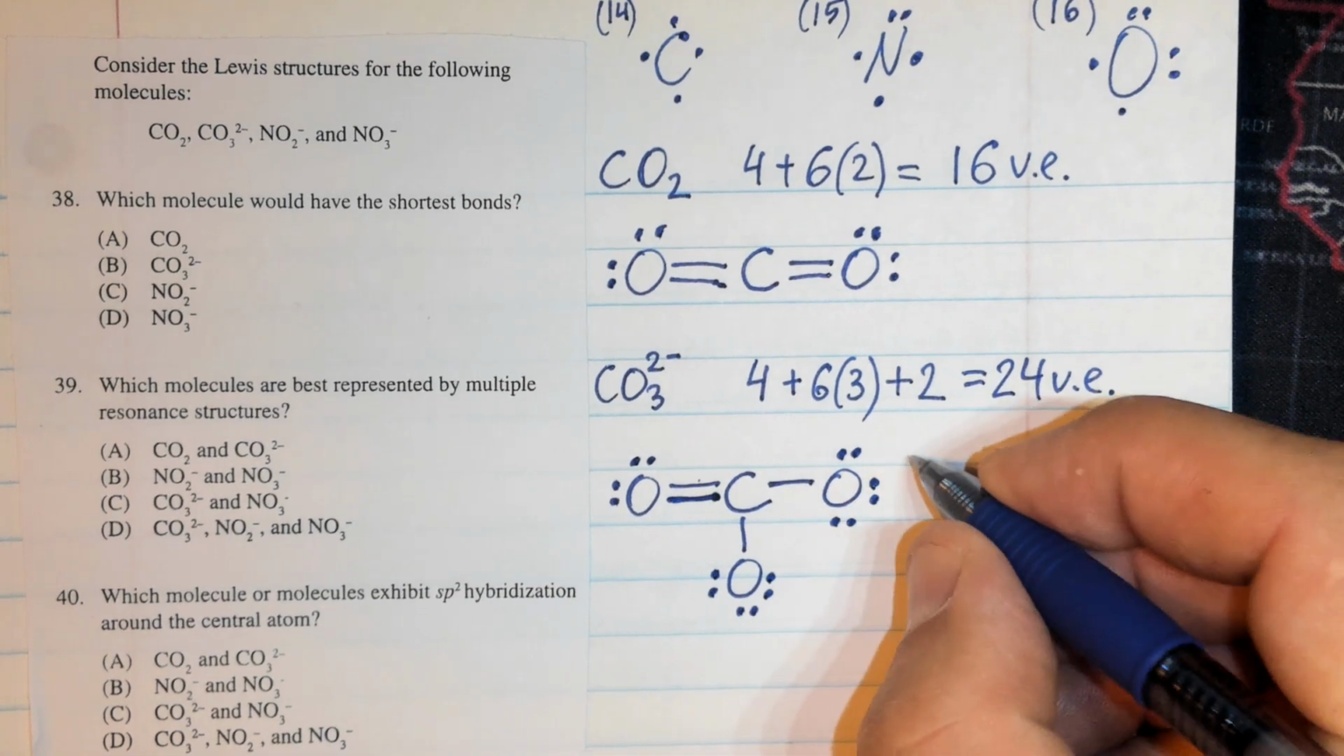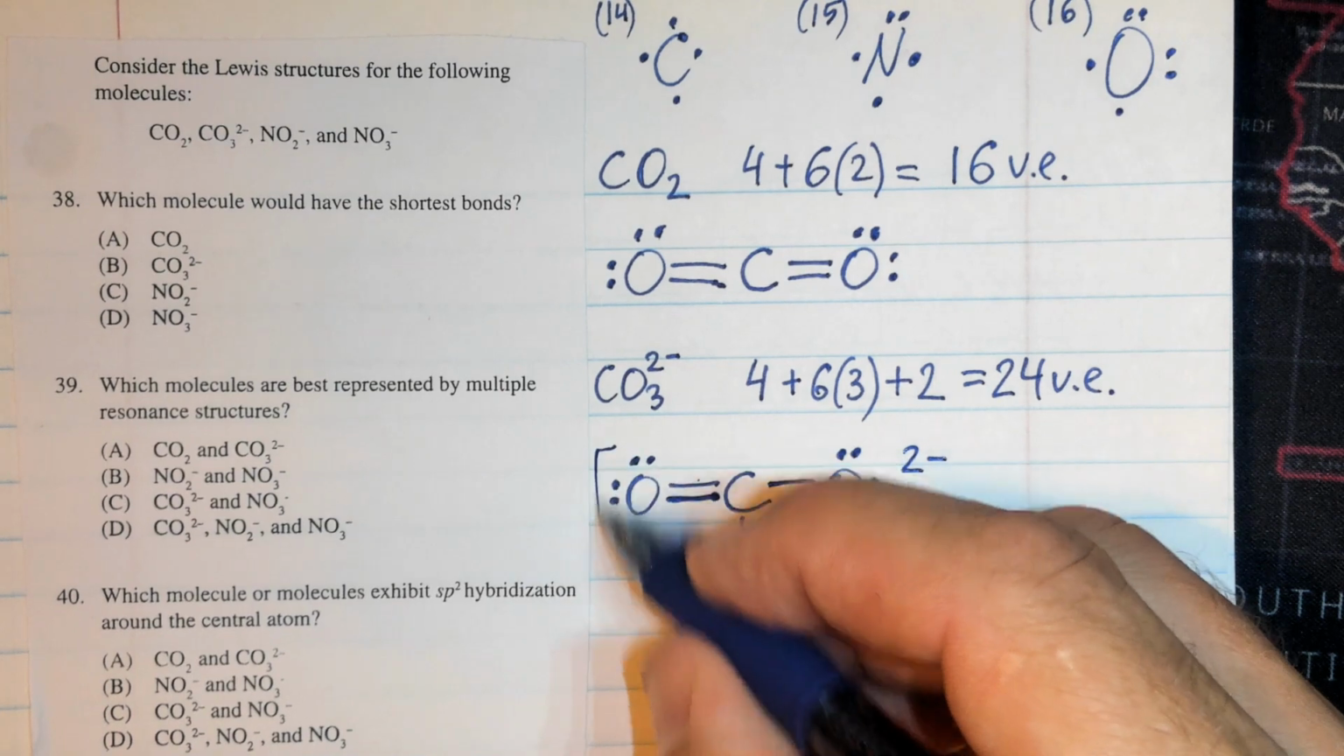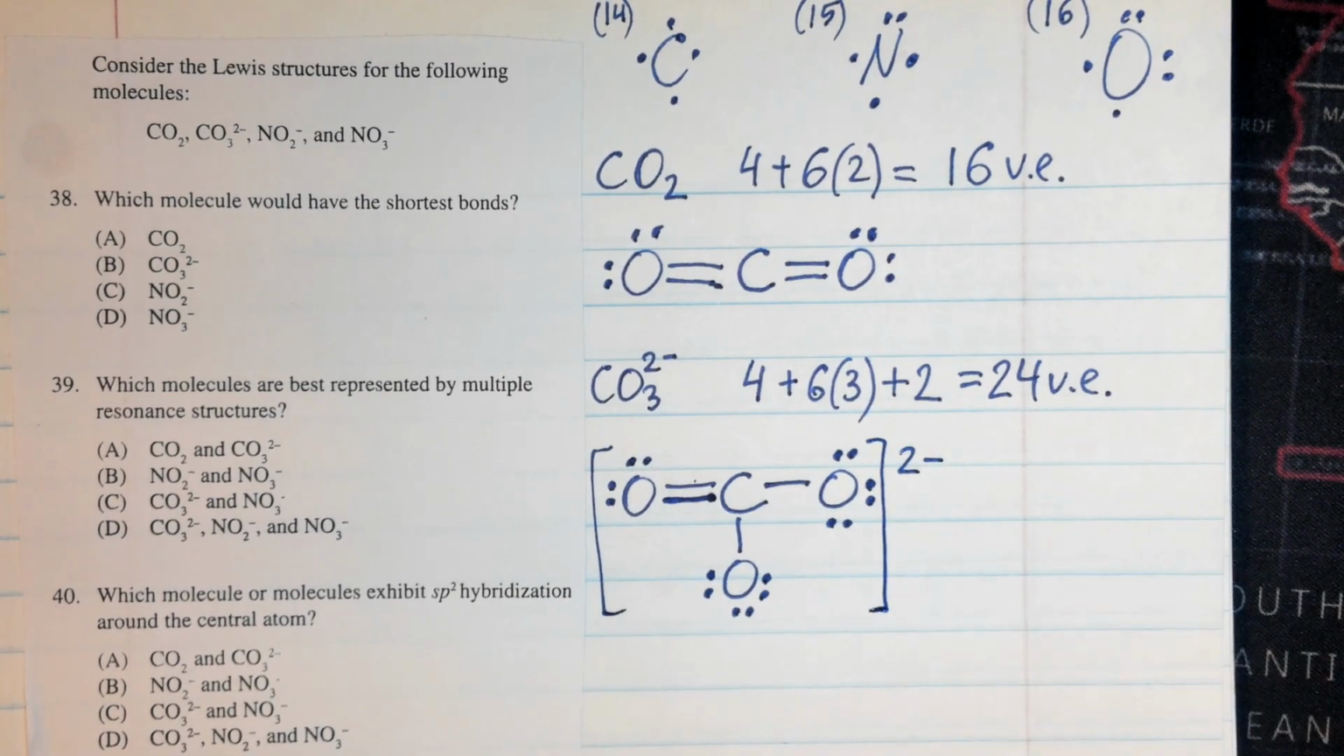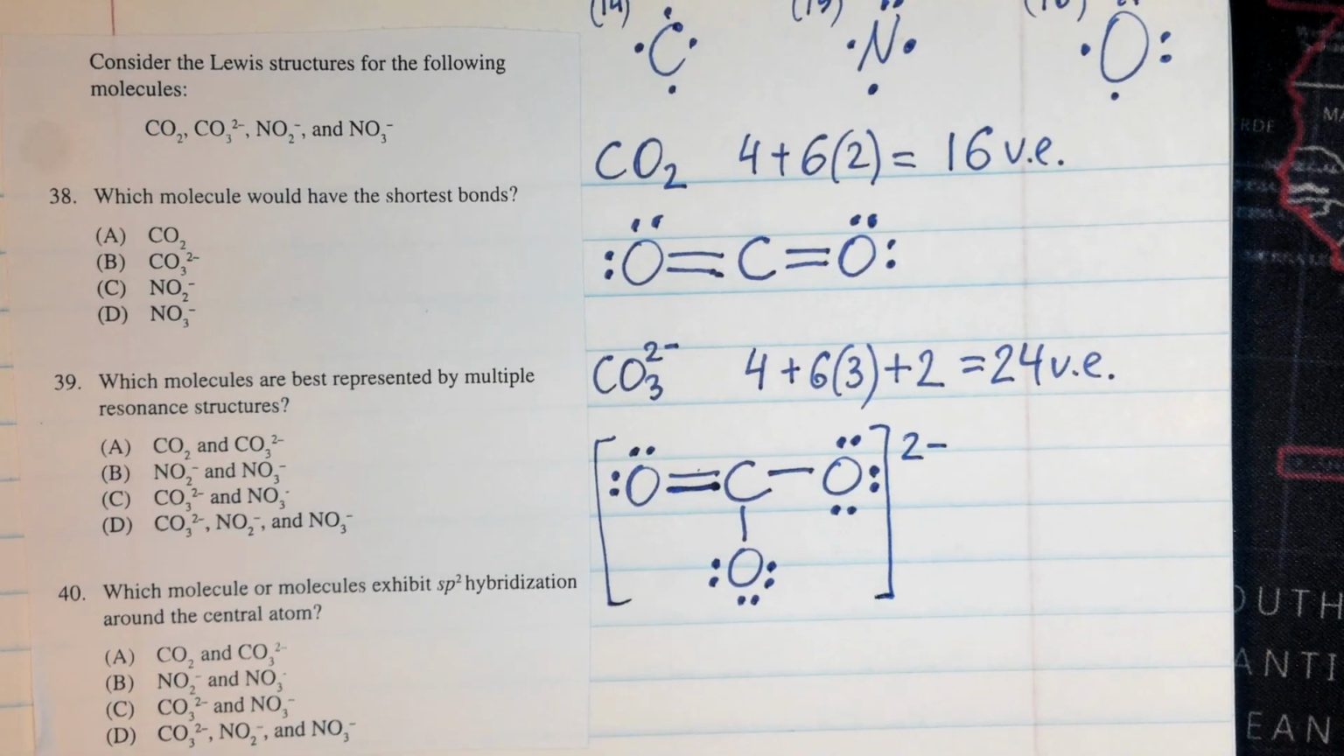Okay, and the net charge is 2 negative. You can put it in brackets like this and show 2 negative net charge.